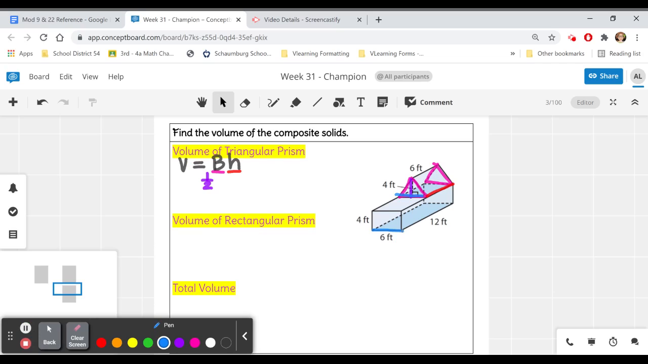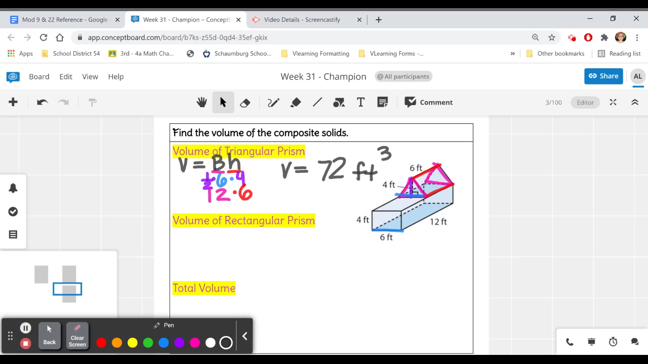So big B is going to be the area of this triangle, which has a base of 6 and a height of 4. And we do 1/2 base times height. So all of these are being multiplied together. So we get 12 for the area of the base. Then we're going to multiply that by the height, which is this distance between the two triangles of 6. And 12 times 6 is 72, so that's the volume of the top.